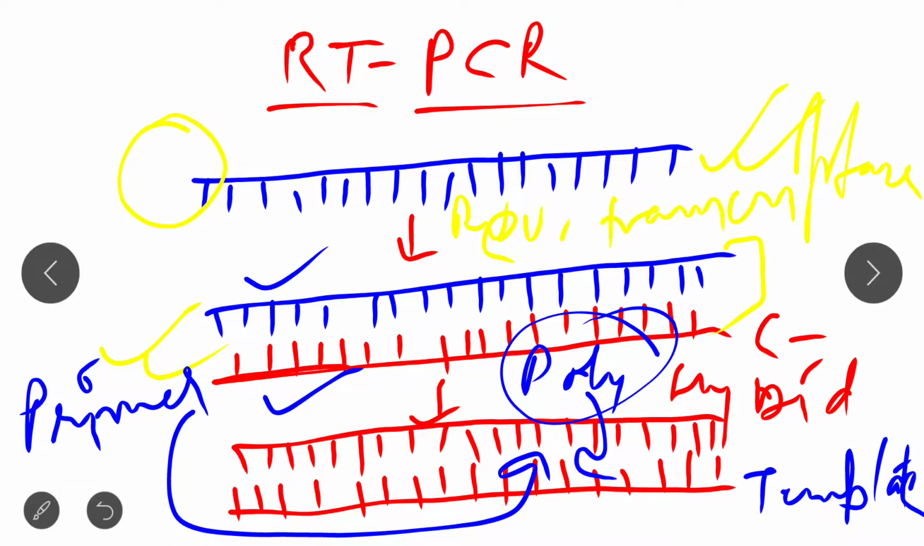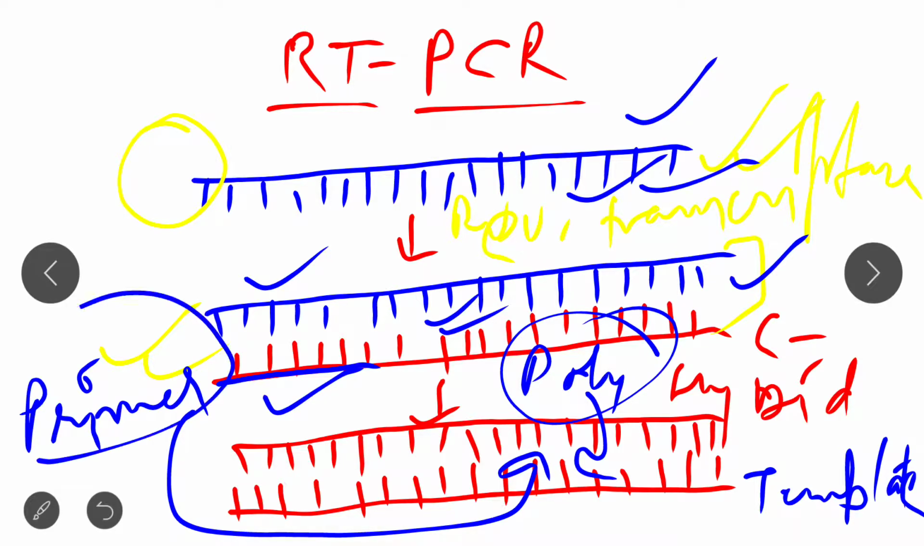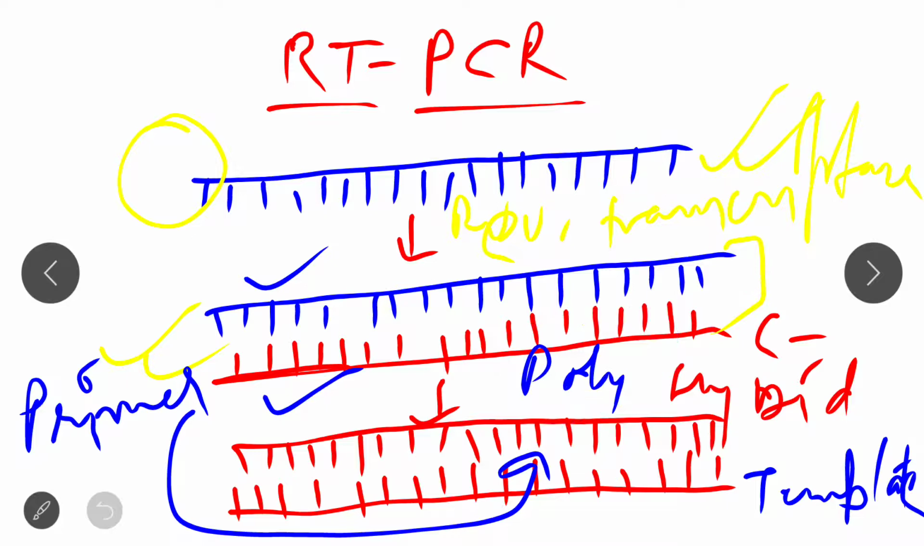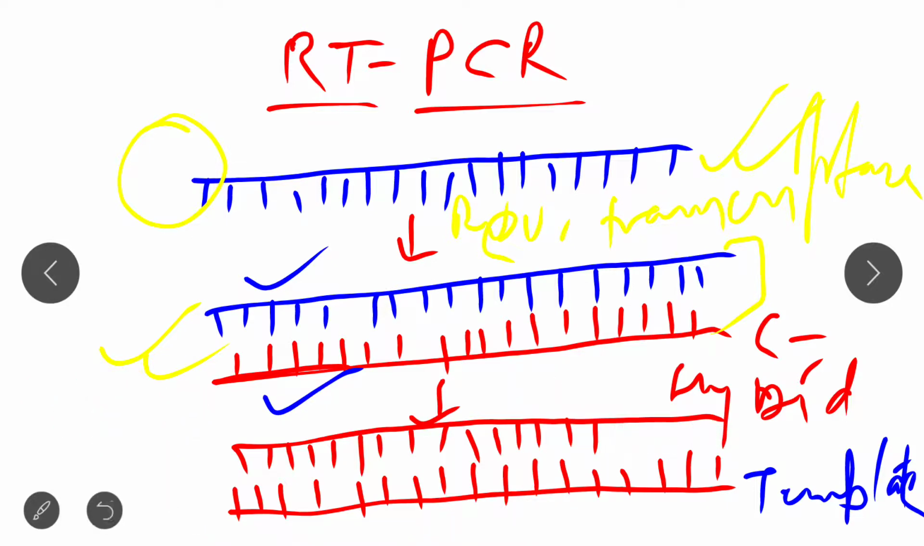From RNA, we get a complementary hybrid RNA-DNA strand by the use of the reverse transcription process. And after denaturing this hybrid strand, by using this DNA as a template, we synthesize another DNA with the help of primers as well as polymerase enzyme. Clear till now?